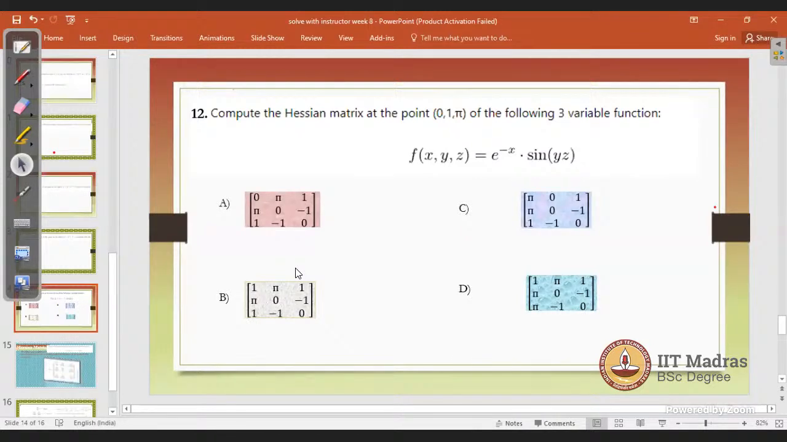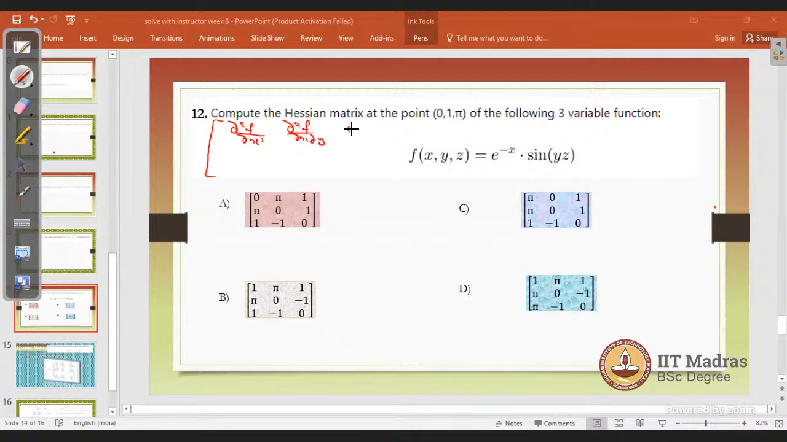We'll try to solve this one completely, in detail. Our first step, for 3 cross 3, is that our Hessian matrix shape will be something like this: del square f upon del x square, del square f del x del y, del square f del x del z, then del square f on del y square, and del square f upon del z square.